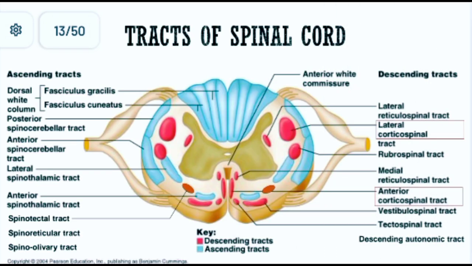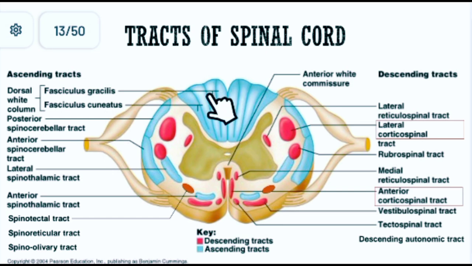If you look here, we have got the tracts. This side we've got the ascending tracts, this side we've got the descending tracts. For the ascending tracts, if you look behind here, in the posterior white funiculus, also called posterior white column, what can you see? We have got the fasciculus gracilis and fasciculus cuneatus. Fasciculus gracilis is simply a group of ascending fibers. You can see here, that is fasciculus gracilis. We also call it the gracile tract.